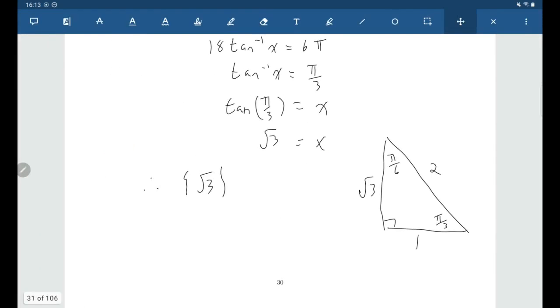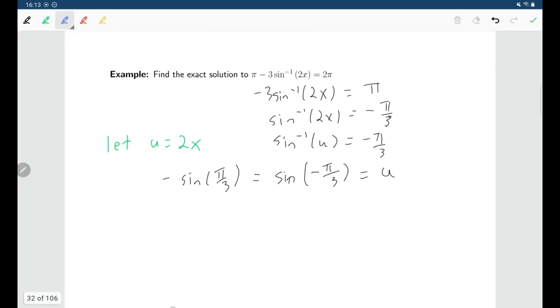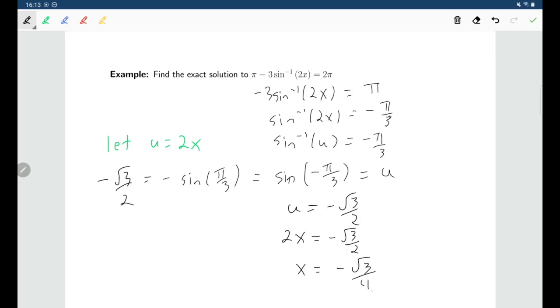And using the special triangle that we just had, sine of pi over 3 is opposite over adjacent, should be root 3 over 2. So that means that u should be negative root 3 over 2. Of course, don't forget that that's the value for u. We want to know what the value for x is. And so if u is negative root 3 over 2, and u is the same thing as 2x, then that means that x is negative root 3 over 4. And there we go. That would be the solution to this equation.